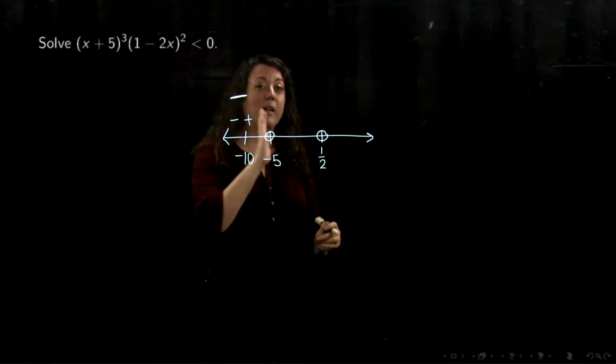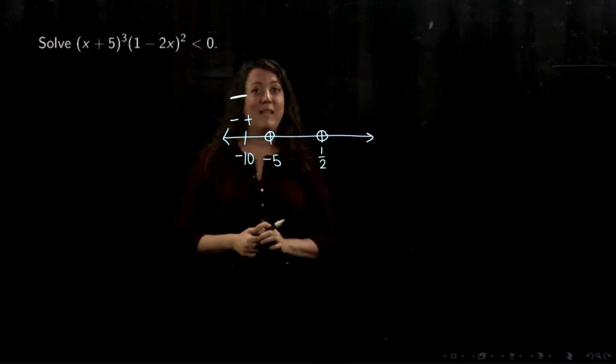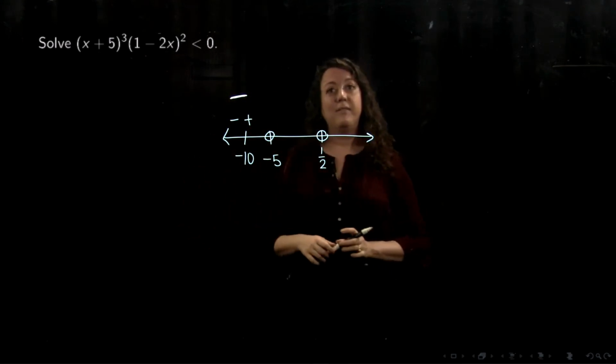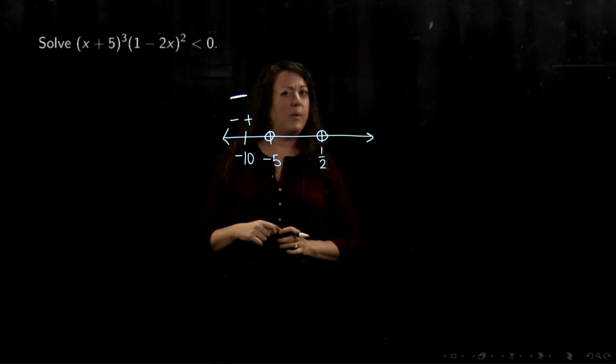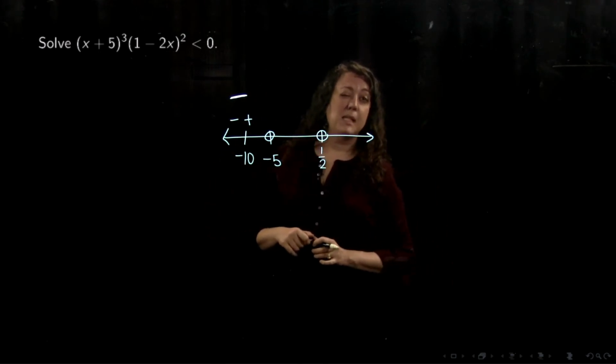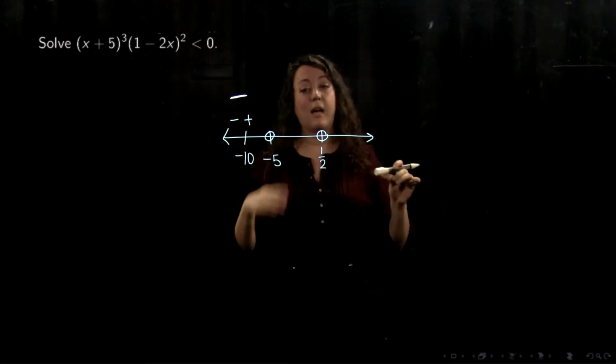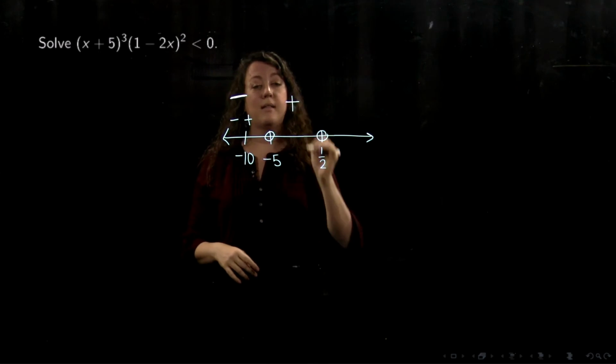All right, now I'm not going to do test points anymore. I'm going to use what I know about multiplicities to keep this going. So at x equals negative 5, that multiplicity is a 3. So what's happening on the graph? It's an odd multiplicity. It's going to be cutting through the x-axis. So it's not going to stay negative. It's going to cut through and become positive.